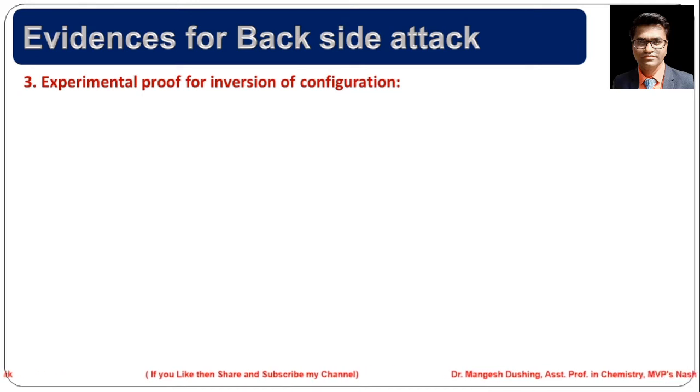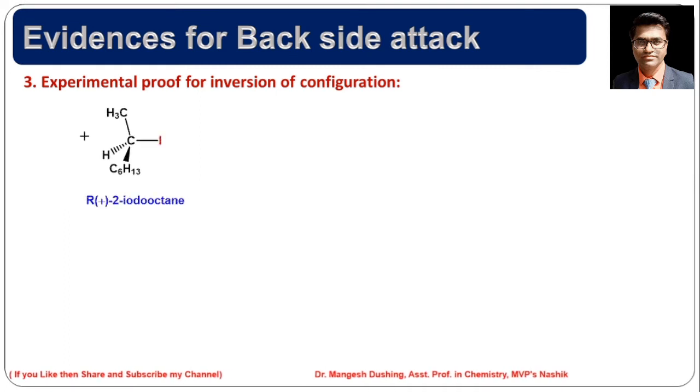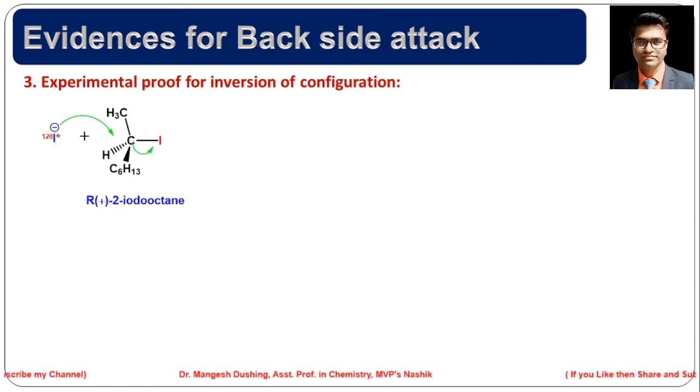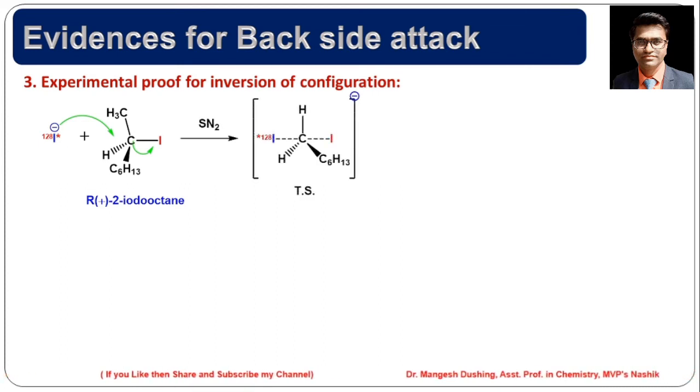Now we'll see the experimental proof for inversion of configuration, that is the third experimental proof. For example, R-2-iodooctane is there. Suppose we use labeled iodine, that is an isotope of iodine, as the nucleophile. In this case, iodine is a nucleophile as well as a leaving group. Iodine is a good nucleophile as well as a good leaving group. So we'll get this transition state. Now this transition state equally gives the product, where either this one acts as the leaving group, or this one acts as the leaving group.